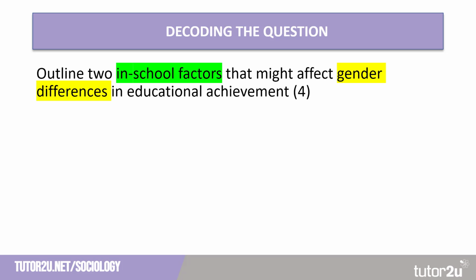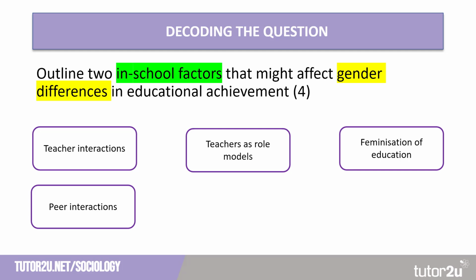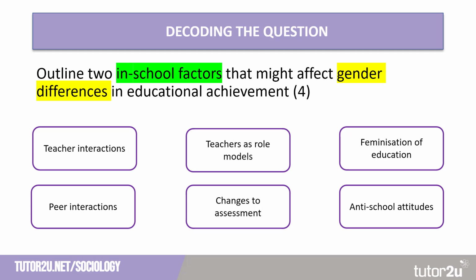So if we think about some in-school factors that might affect gender differences in educational achievement, we might come up with these. Teacher interactions, teachers as role models, the feminisation of education, peer interactions, changes to assessment, or anti-school attitudes. So this might be worth our first mark. Any one of these 6 reasons we can use to identify an in-school factor that has an impact on gender differences in educational achievement. What we need to do now is explain how does it have that impact.